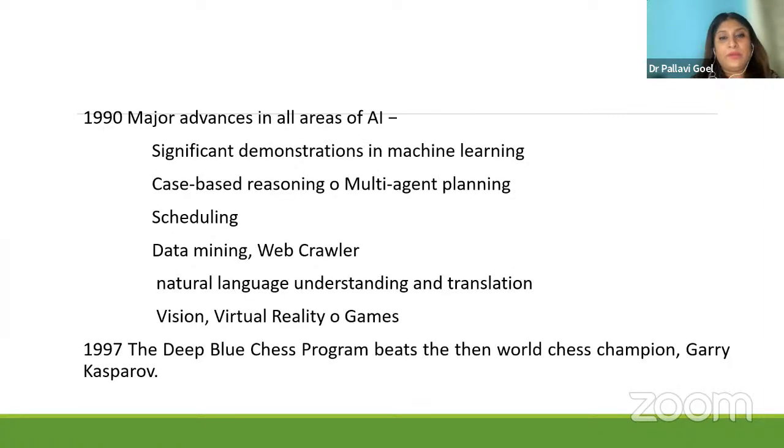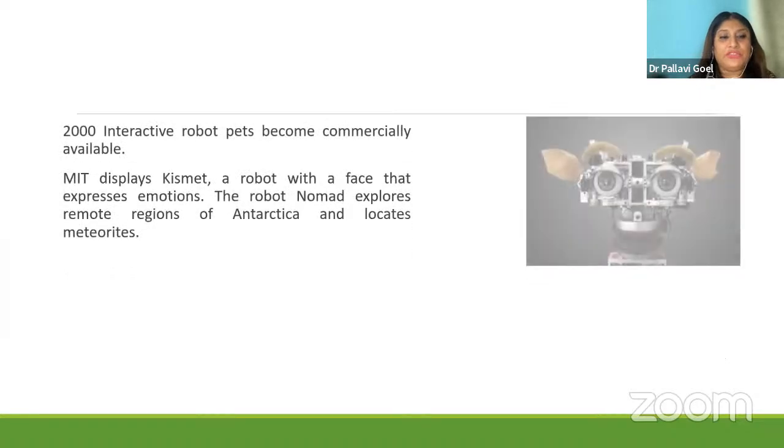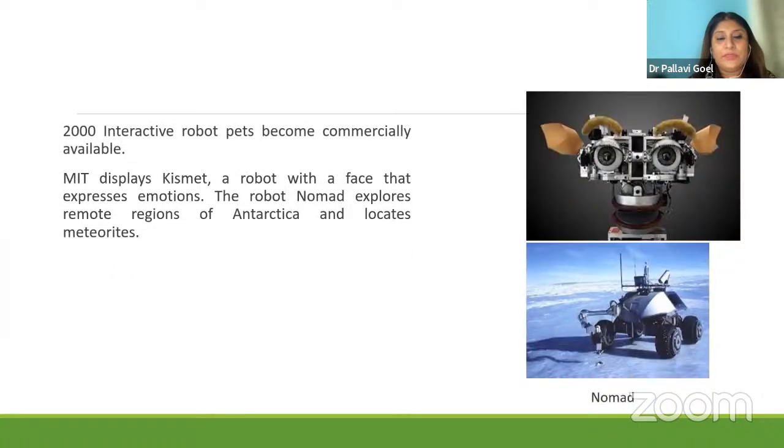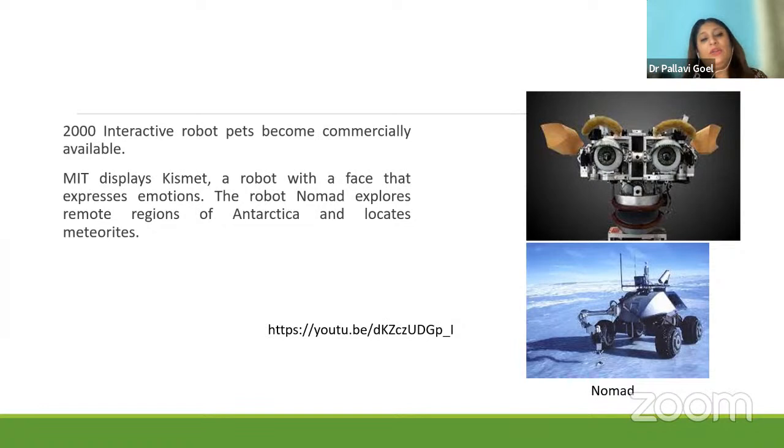So history, please skip. I think till 2015 we are having the history. MIT displays the Kismet robot with a face that shows expression. The robot Nomad explores remote regions of Antarctica and locates meteorites.